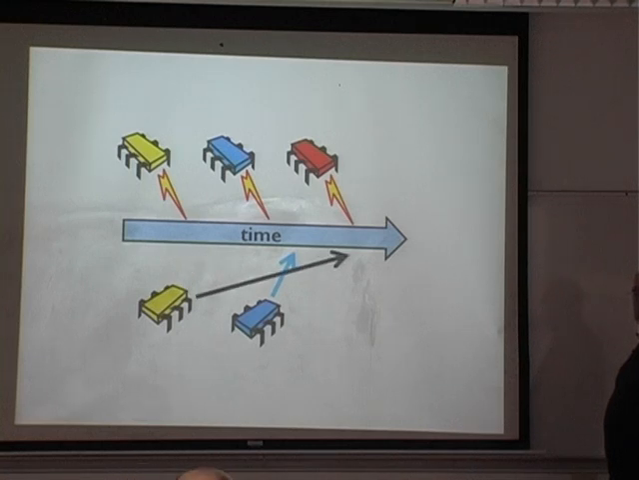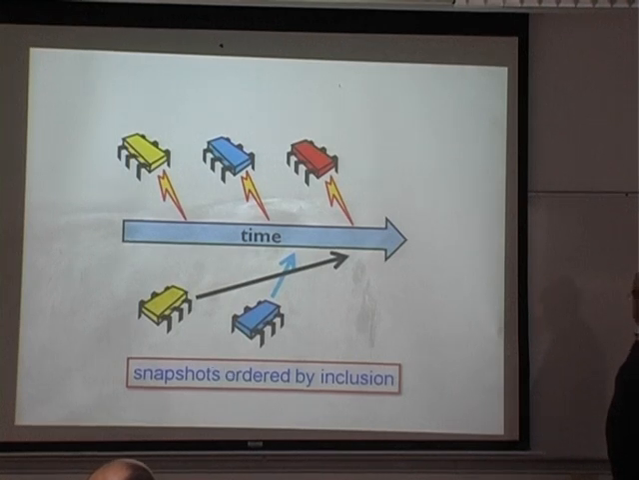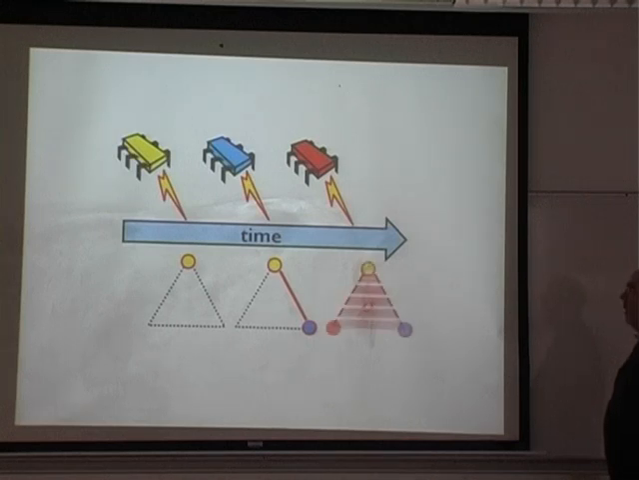The order in which they do the snapshots doesn't have to be the same order in which they wrote. But the snapshots are ordered by inclusion, so that a later snapshot sees a superset of what an earlier snapshot sees. So what happens is that here, for example, yellow might see only itself. Here, yellow might see yellow and blue. And here you might see all of them. So the possible things that yellow can see are a sequence of faces of sigma, ordered by inclusion.